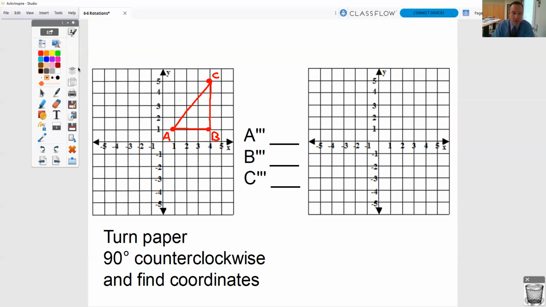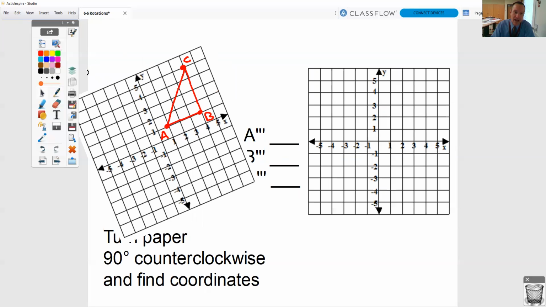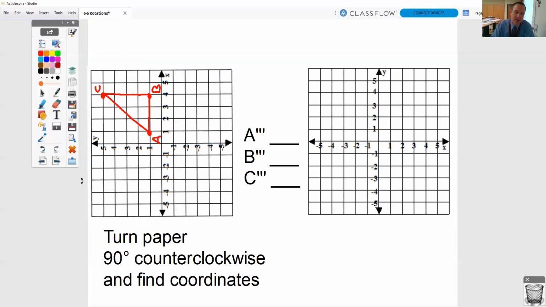Let's take a look at 90 degrees counterclockwise. Counterclockwise is backwards clock. So we need to turn our paper a quarter turn backwards. So going back in time, 1 o'clock, 12 o'clock, 11 o'clock, 10 o'clock. So we went backwards a quarter turn. So that's what it looks like.